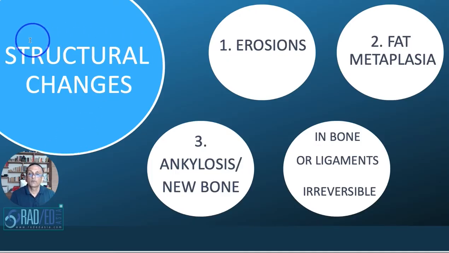And if we're looking then for structural changes, what we're looking for are erosions, fat metaplasia, ankylosis and new bone formation. These are more chronic changes. It can be in the bone or the ligaments, and these are irreversible. So once you get erosions, once you get fat metaplasia or ankylosis, you can't reverse this with treatment. So MR helps you to stratify the changes in terms of changes that are active, potentially treatable and reversible, and changes that are chronic and structural and cannot be changed.